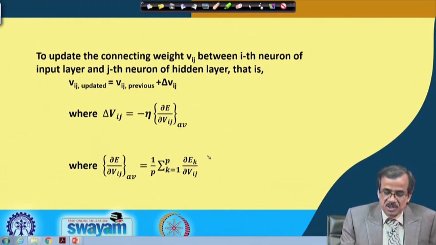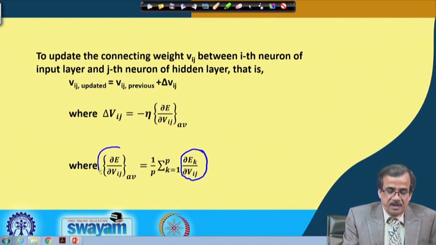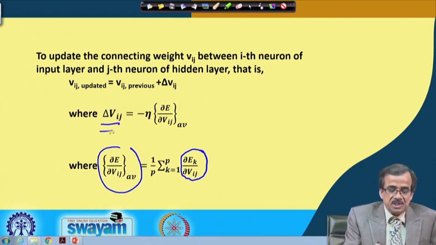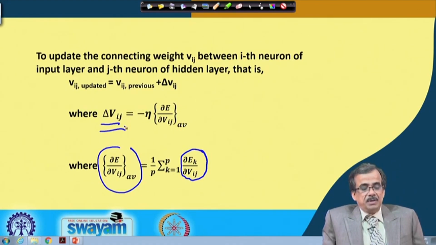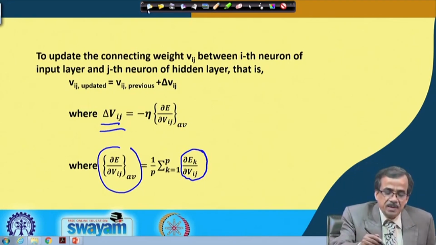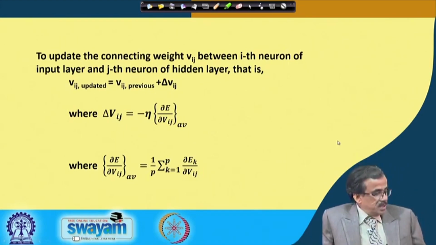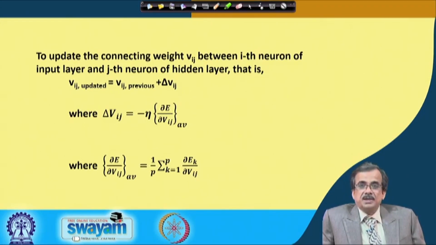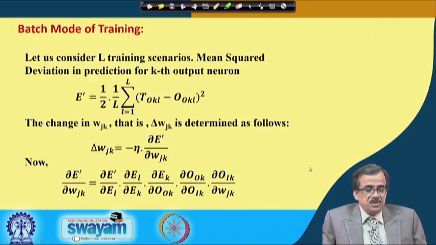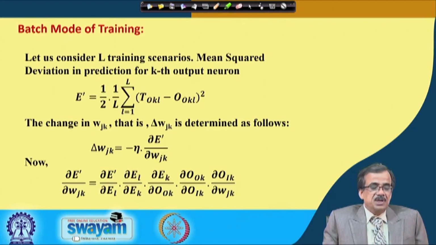and we have already discussed how to determine this particular thing. Once we know this, I can find out this average, and once I know this average I can multiply by eta and put one negative sign, that is nothing but the change in V_Ij. So, we are in a position, using this differential calculus, to find out what should be the change in connecting weights, or the updated values for the connecting weights, using the incremental mode of training.